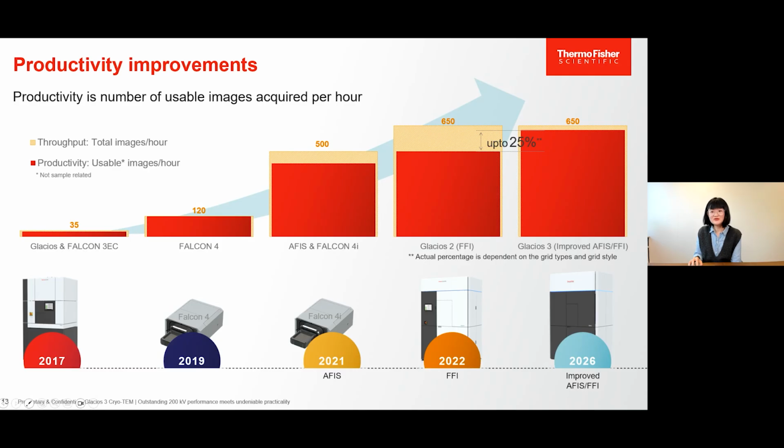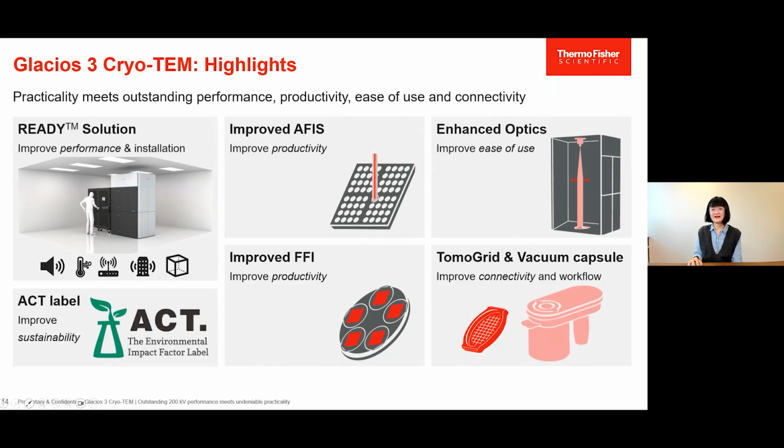So with the new improvements, the productivity can be improved up to 25%. Of course, the unusable images related to the sample, for example, a large chunk of ice contamination, or some areas charging a bit more than the others, will still be there. That's just the nature of Cryo-EM. We don't know until we take the image and damage the sample area. So that's the productivity on Glacios 3.